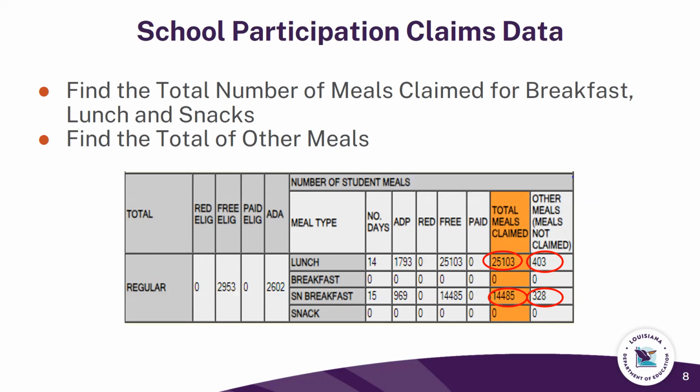Once you open the monthly claim for each month on the School Food Service Participation Data tab, refer to the table, the total meals claim, and other meals at the bottom of the page. Find the total number of meals claimed for breakfast, lunch, and snack, as well as the total number of other meals not claimed for breakfast, lunch, and snack. In this example, no snacks were served. This is the data that you would need to enter into the average meal cost tool.